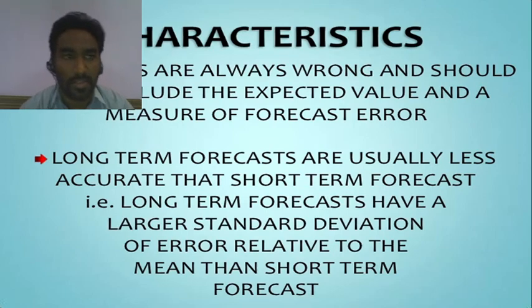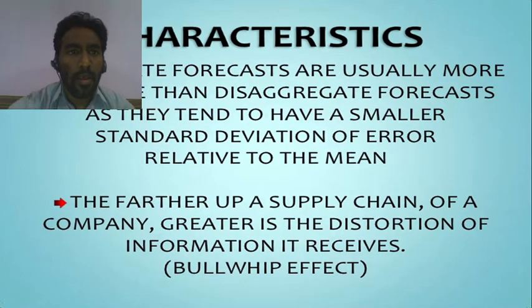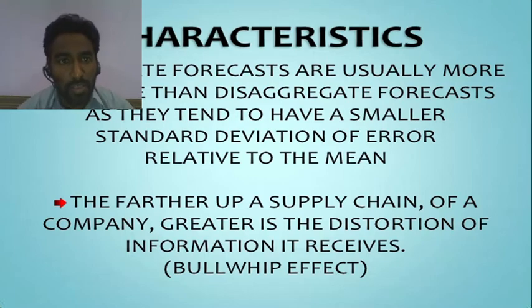Let's discuss the characteristics. Forecasts are always wrong and should thus include the expected value and a measure of forecast error. Long term forecasts are usually less accurate than shorter term forecasts. That is, long term forecasts have a larger standard deviation of error relative to the mean than shorter term forecasts. Aggregate forecasts are usually more accurate than disaggregate forecasts, as they tend to have smaller standard deviations of error relative to the mean. Next, the farther up the supply chain a company is, the greater the distortion of the information received.